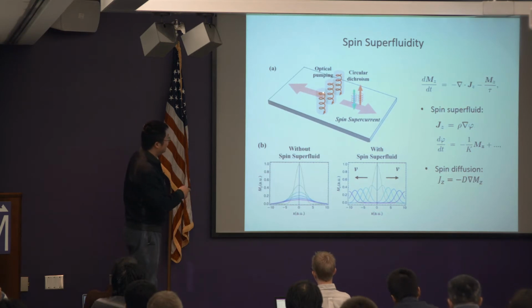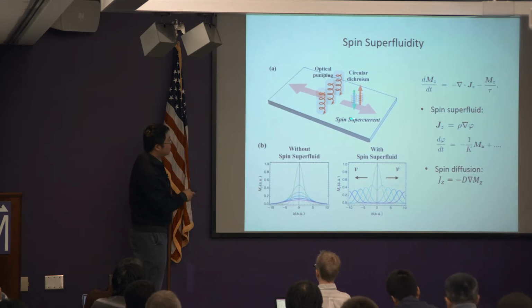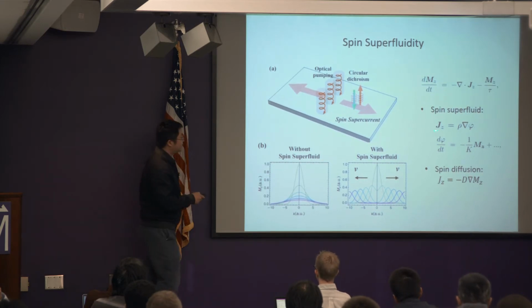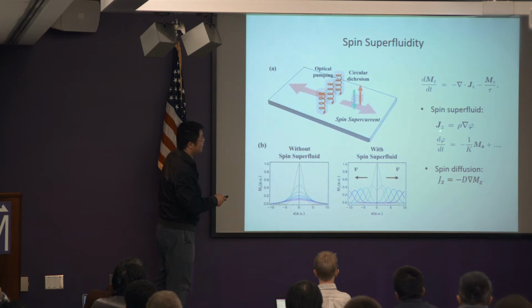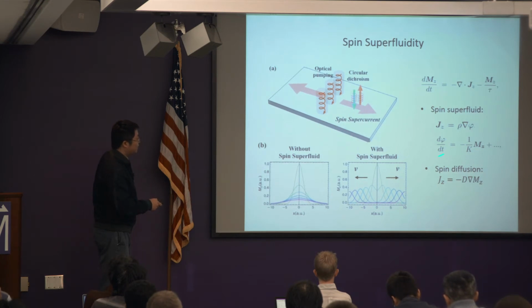But on the other hand, if the system becomes a spin superfluid, despite being electrically insulating, the spins can propagate ballistically. In that case, the spin current is proportional to the gradient of the phase, and the time derivative of the phase is equal to the spin density. This is very much just like the Josephson relation of the superconductor, right?